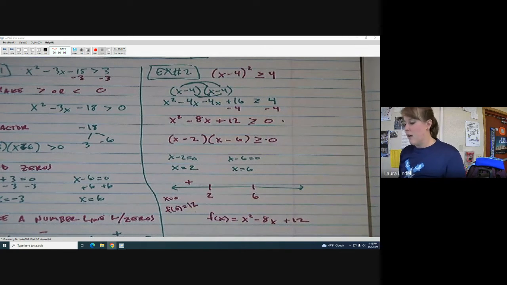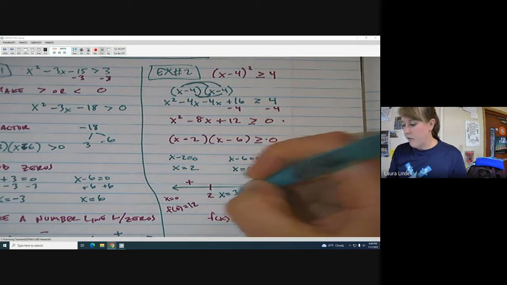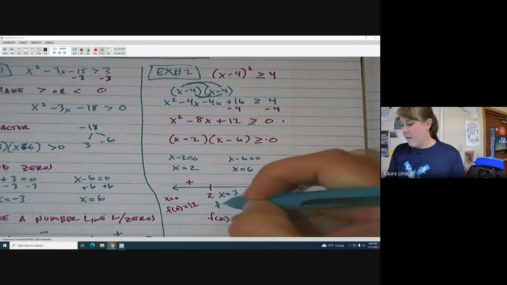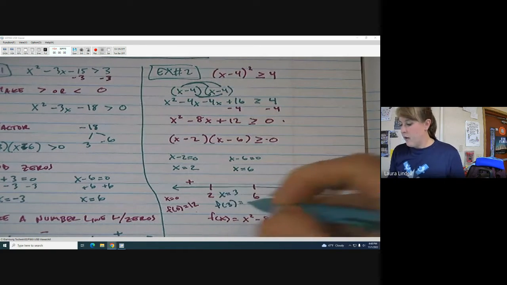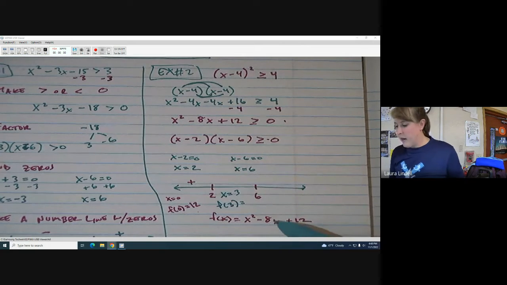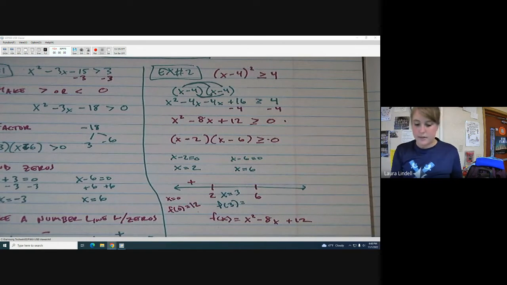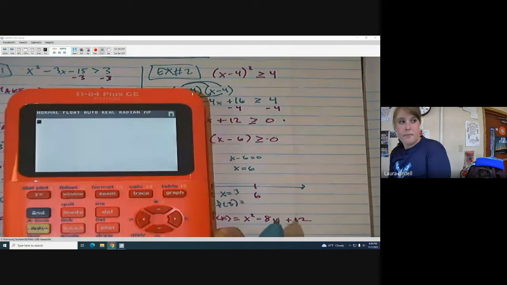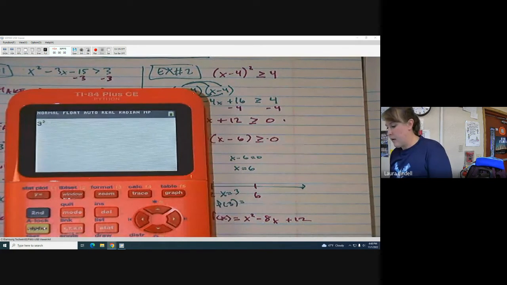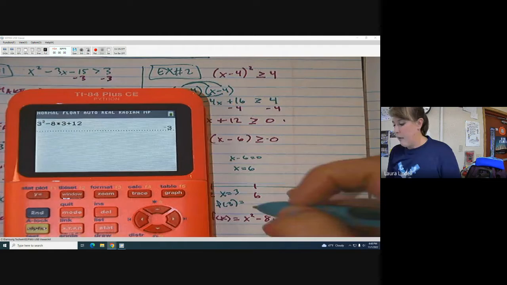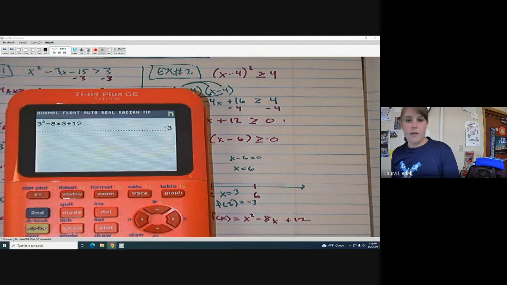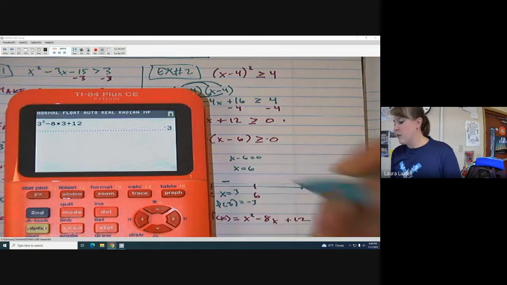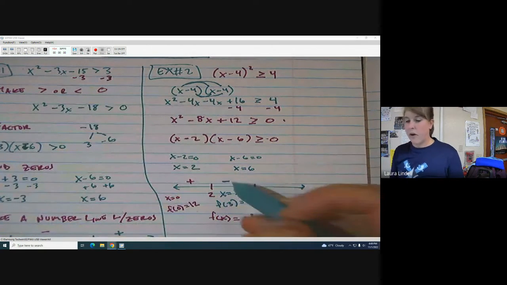Cool. All right. Then I need to check a number that's between 2 and 6. Any number between 2 and 6 is fine. I'm just going to check x equals 3. f of 3, well, 3 squared is 9. Let's just grab a calculator, actually, because that's probably how most of you will do it. We'll go 3 squared minus 8 times 3 plus 12. And we get -3. All right, so that means that numbers between 2 and 6 give us a negative number for our function.